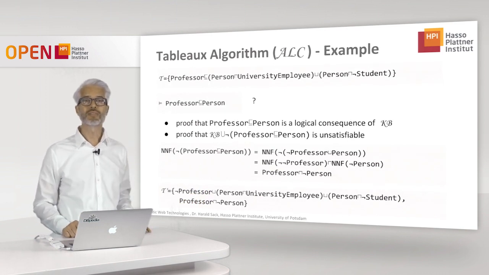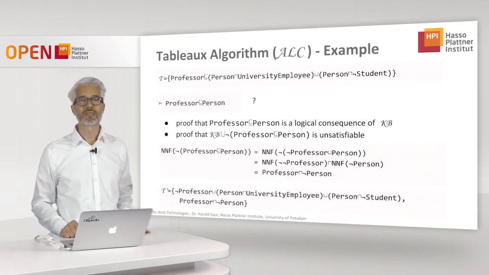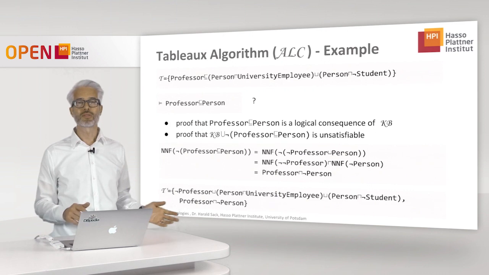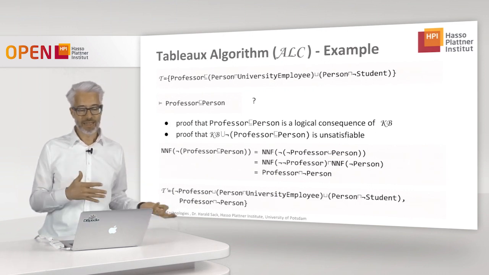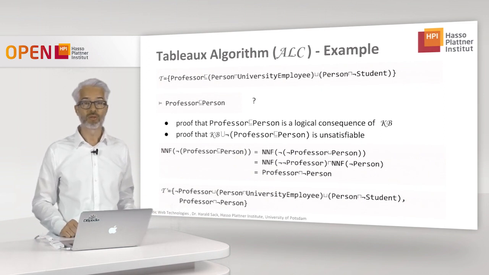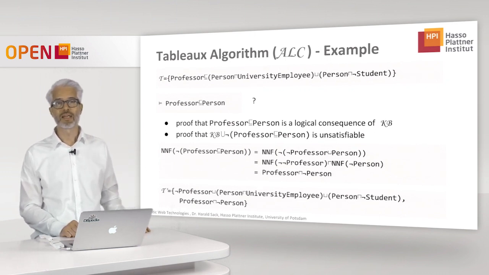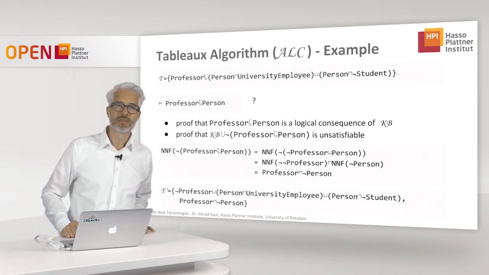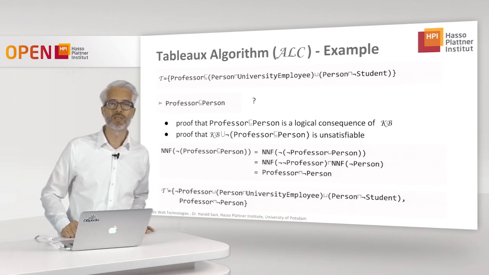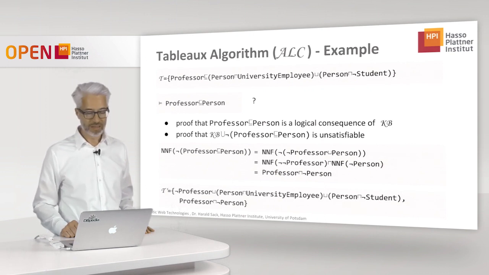So consider the following T-box example here. In a T-box, we state that a professor is a person and likewise a university employee, or a person and not a student. And from this knowledge base, which only contains a T-box, we want to show whether it can be entailed that a professor is a person. So we want to prove that professor is subsumed by the concept person, and this should be a logical consequence of the existing knowledge base. And the question is, is this working or not?